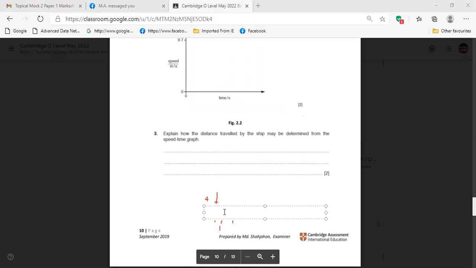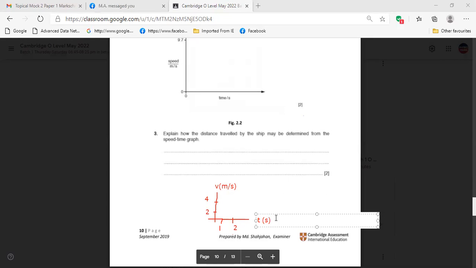Then this one is 2, and this one is 1, then this one is 2. And here it is v. v is velocity or speed, measured in meters per second. Then time is on the x-axis, and time is measured in seconds.